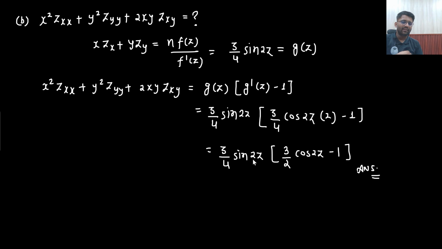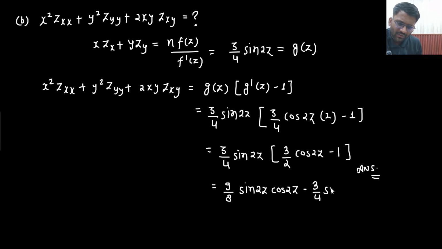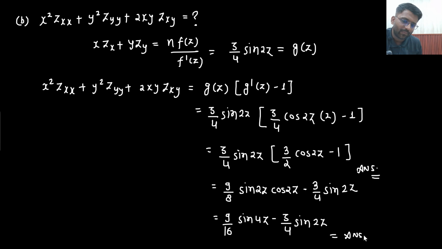It will become 9 by 8 sine 2z cos 2z. So it can become sine 4z. Basically it can be simplified more. 9 by 8 it would become, no? 3 into 2, 9 by 8 sine 2z cos 2z minus 3 by 4 sine 2z. So here multiply by 2, divide by 2. So this will become 9 by 16 sine 4z minus 3 by 4 sine 2z. This could be the final answer, a more simplified version. So this could be the scenario in your examination.